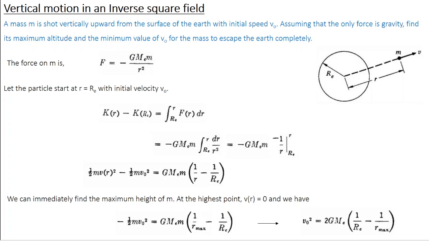Okay. So we know that at the highest point the velocity is 0. So v of r equal to 0. When you put this information back into this equation, you can see the first term vanishes. So you have minus half m v naught square equal to GMeM into 1 by r. Since we are talking about the maximum r, I am going to put a subscript max here. So 1 by r max minus 1 by re. From this I can write v naught square equal to 2GMe into 1 by re minus 1 by r max.